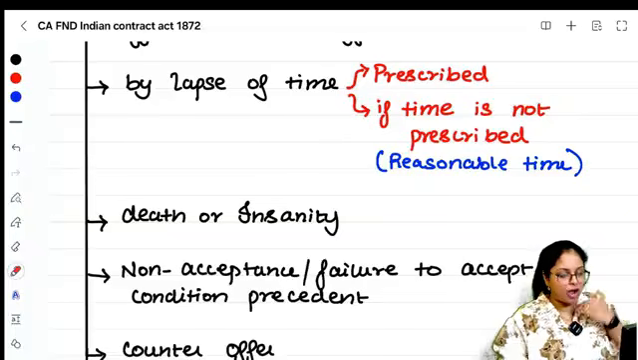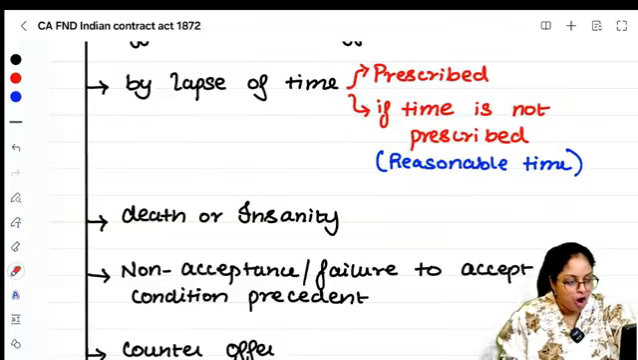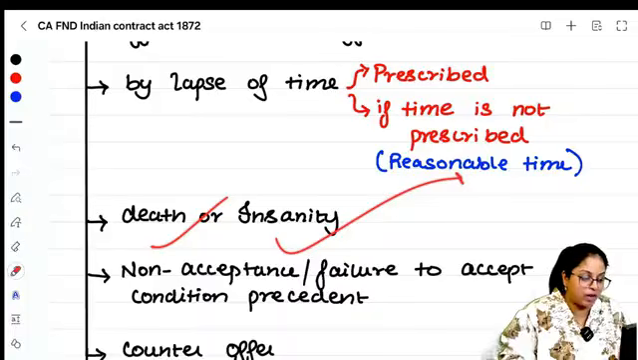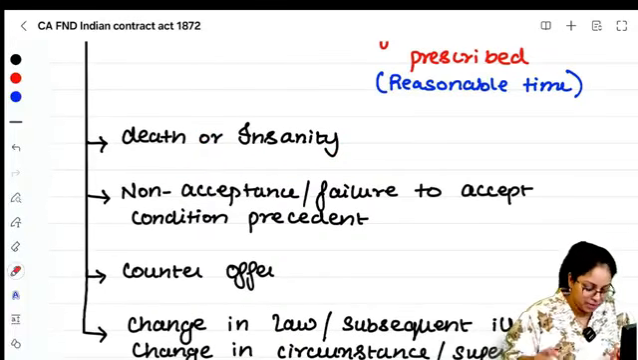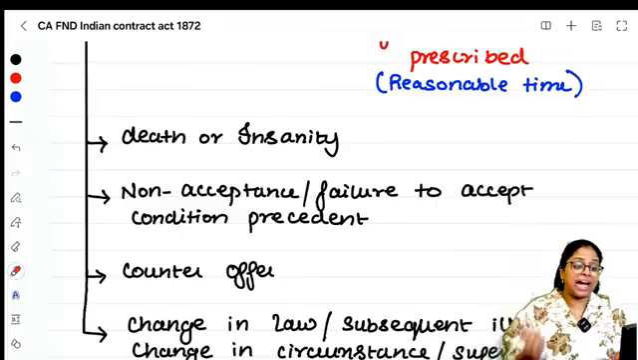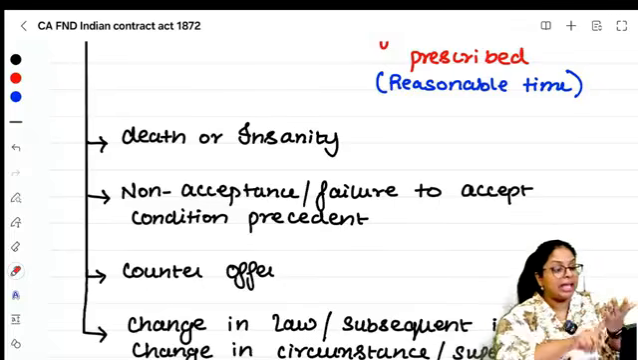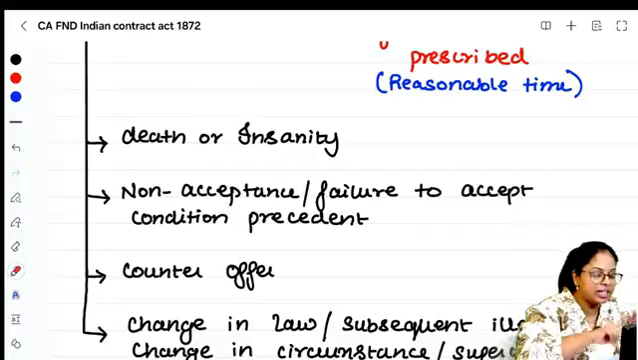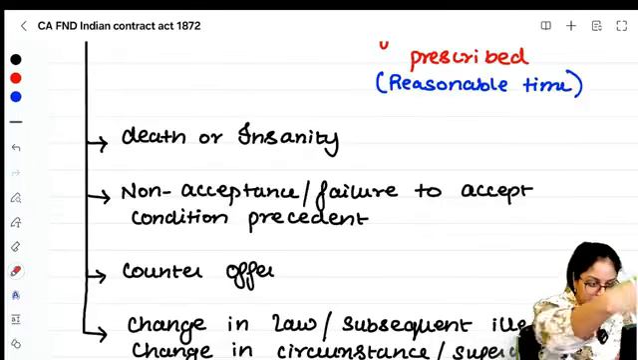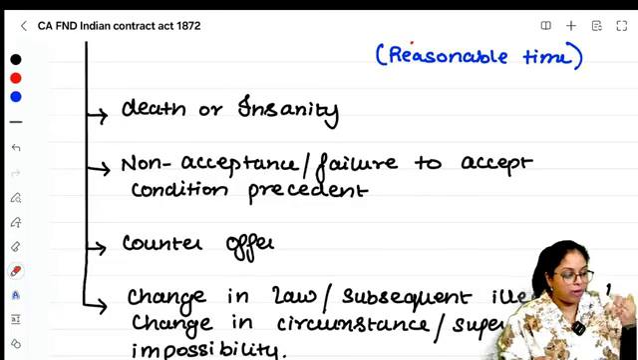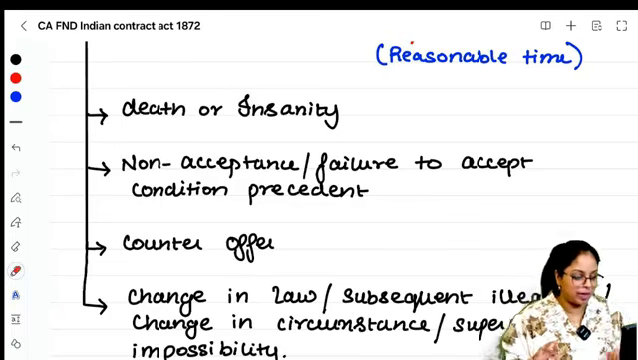Offer நான் பண்ணிருக்கேன், offeror நானு, offeree Abhijit, எனக்கு ஏதோ ஆயிடுச்சு, death or insanity of any one of the person, offer will lapse. Non-acceptance or failure to accept the condition precedent. நான் இந்த ஆஃபரை ஃபுல்ஃபில் பண்ணனும்னா ஏதோ ஒரு கண்டிஷன் சொல்லிருக்கேன், அந்த கண்டிஷனை ஃபுல்ஃபில் பண்ணலனா ஆஃபர் லாப்ஸ் ஆயிடும். Next point is when counter offer is made, previous offer will lapse.